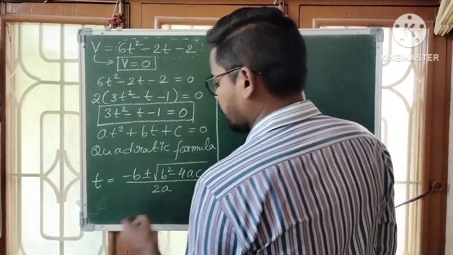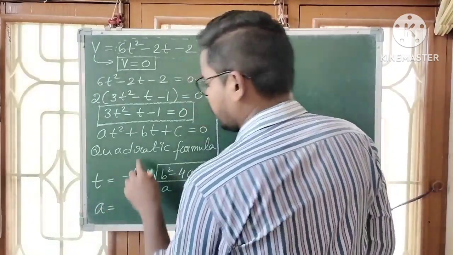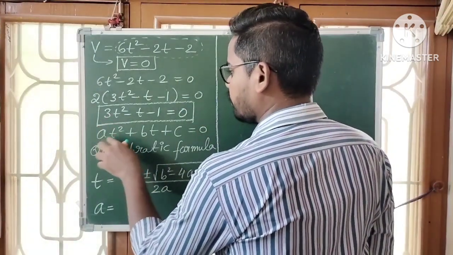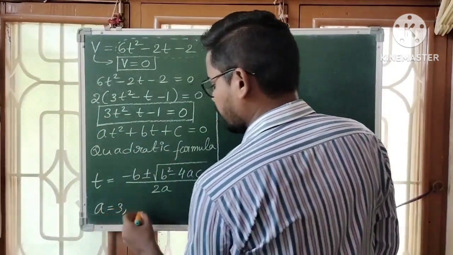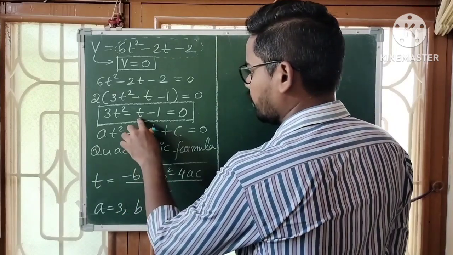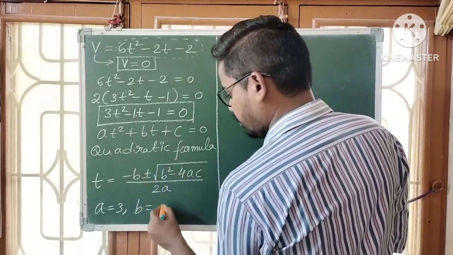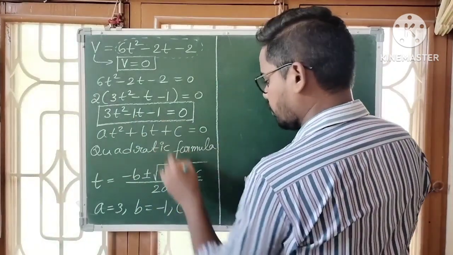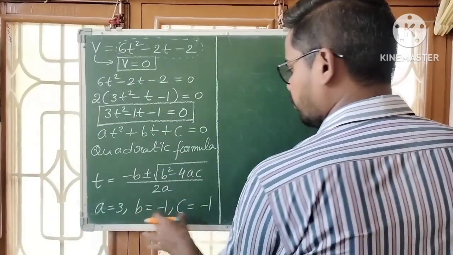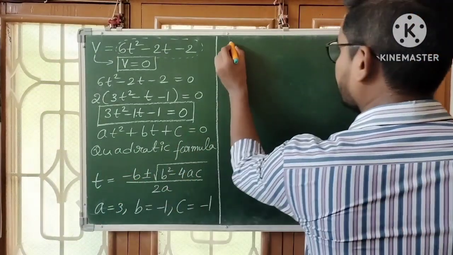Here a, b, c are coefficients. What is a? a means the coefficient of t square. Here the coefficient of t square is 3. And what is b? b is the coefficient of t. Here the coefficient of t is minus 1. And c means the constant term. Here the constant term is minus 1. Now plug in all the values in this formula, you will get t.